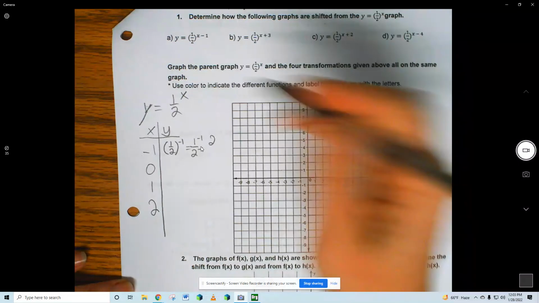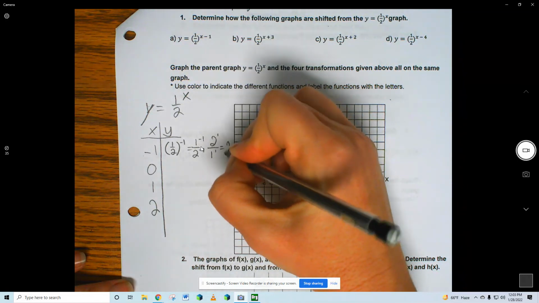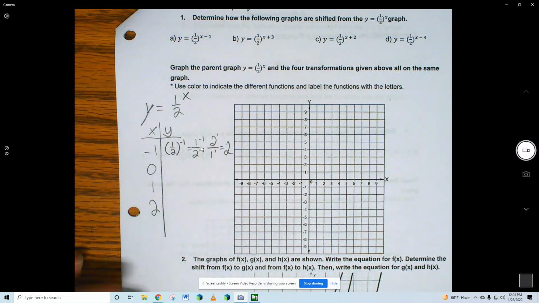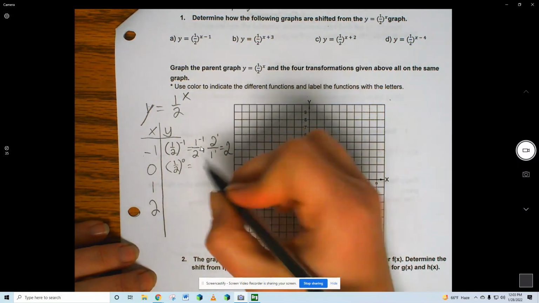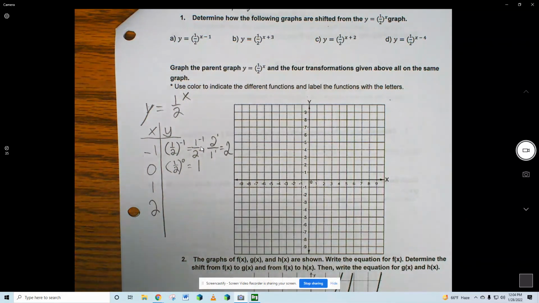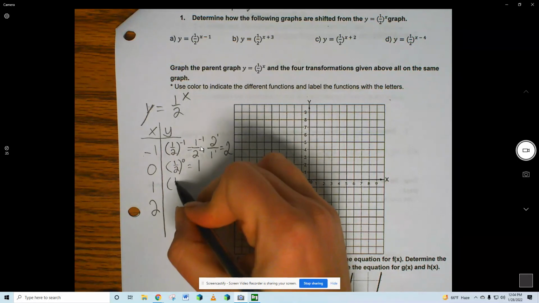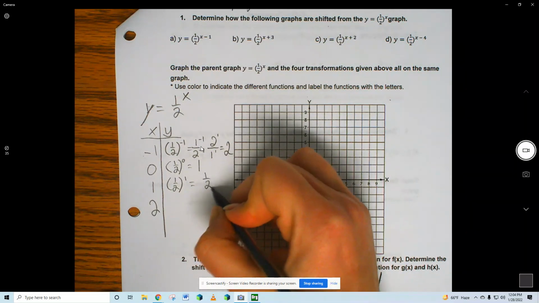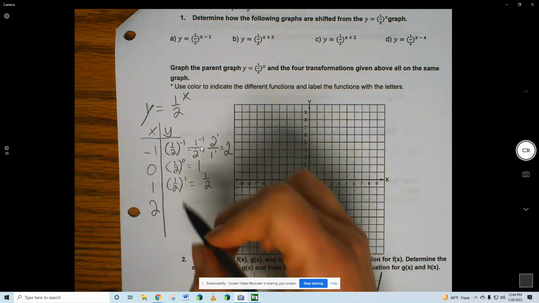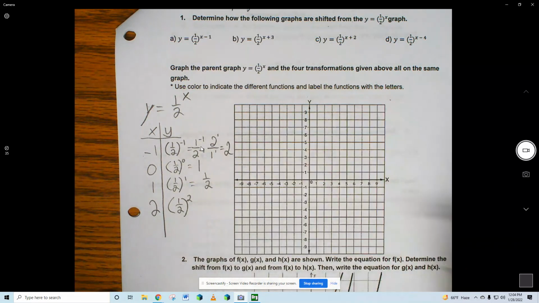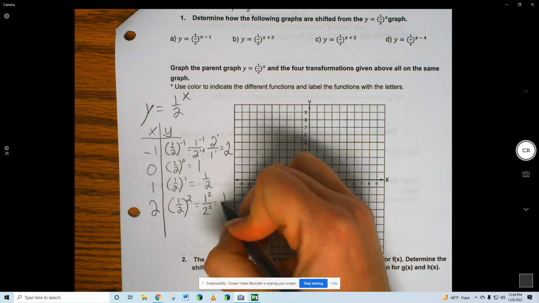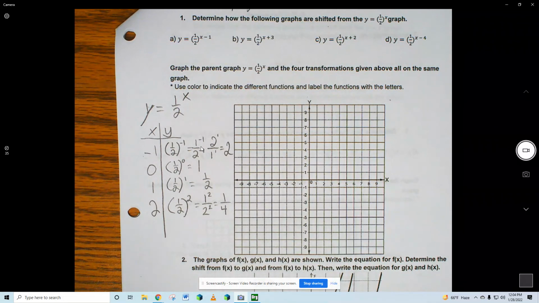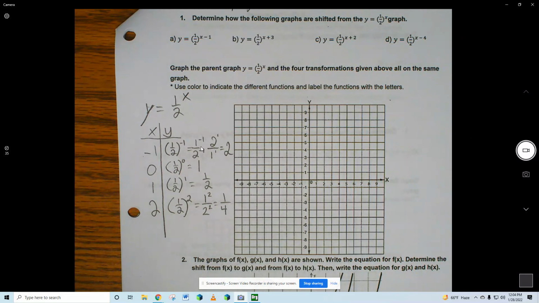Okay. 1/2 to the 0 is 1. 1/2 to the 1st. 1/2 squared is 1 squared over 2 squared, which is 1/4. To the 4th. So that's the parent function.